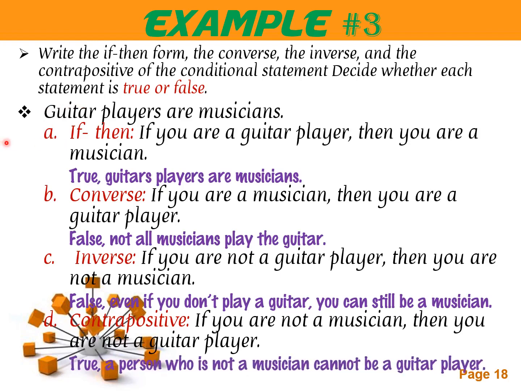Because a person who is not a musician cannot be a guitar player. And we know that the conditional and contrapositive have equal values, or they are equivalent statements. So this is how you determine the truthfulness of the statement.